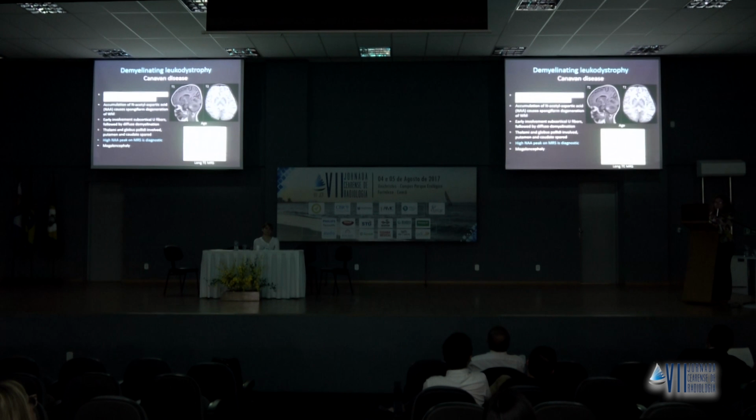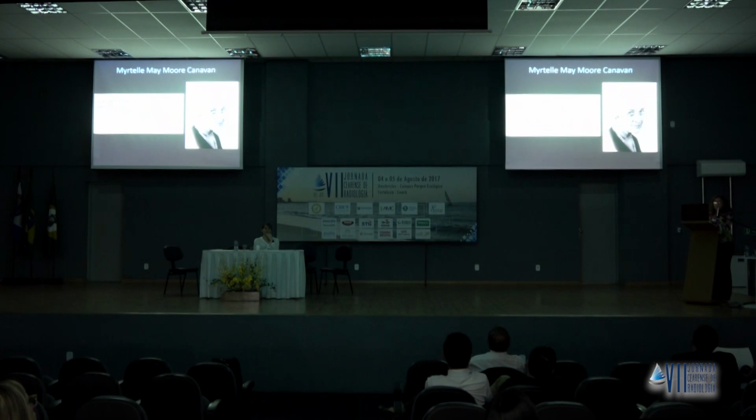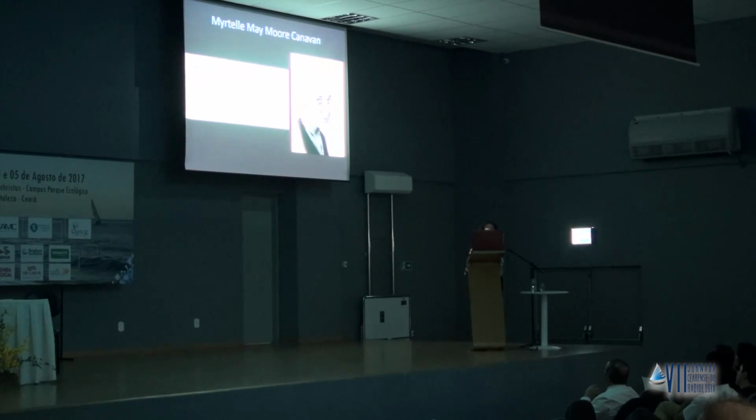If you do spectroscopy, you can see this very high dominant NAA peak. This is one of the few instances that MR spectroscopy can actually be helpful in making the diagnosis. And then these children typically have large heads. And this disease is more prevalent in the Ashkenazi Jewish population. It was first described by Myrtle May Moore Canavan in 1931. She was a neuropathologist. She worked at Boston University and then was a curator for the pathology department at Harvard, but they never made her a full professor because she was a woman.